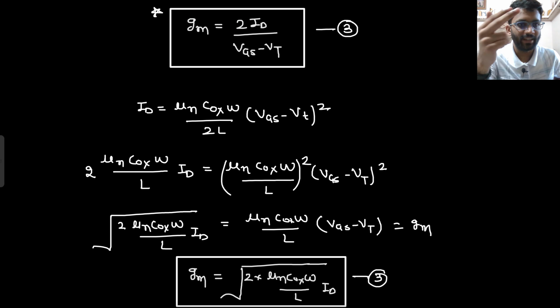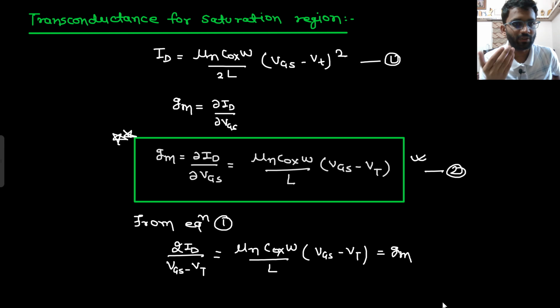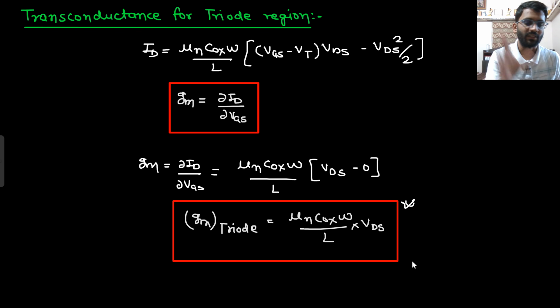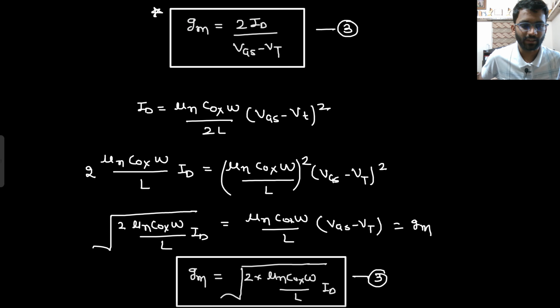What if in the question you have ID and VGS or VT value only? From there also you can find the value of GM. What if in the question you have mu n Cox W by L value and VGS minus VT value? From there you can find the value of GM as well. So there are multiple ways of finding GM values, for saturation region only. For triode region, this is the formula. Only one formula is there for triode region. Well and good. Understanding this concept? Let's move on to the next one.